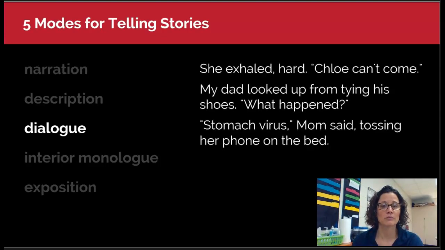Here's an example. "She exhaled hard. Chloe can't come." See how there's quotation marks around it? "My dad looked up from tying his shoes. What happened? Stomach virus," Mom said, tossing her phone on the bed.